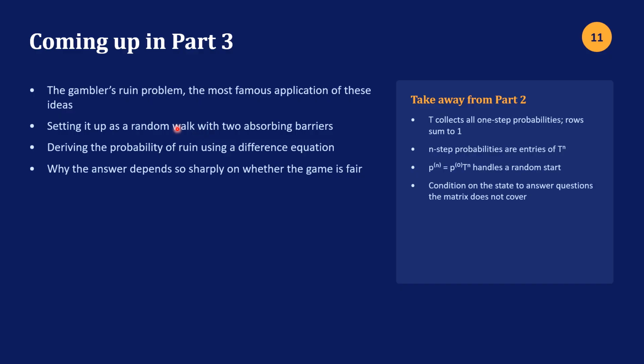We'll set it up as a random walk, this problem here, with two absorbing barriers. Absorbing means either the gambler goes broke, or in the case the gambler is against, say, a house that has a finite amount of money, the gambler wins all that money, which of course doesn't happen, but if you have two people playing against each other, that could happen, where the game is over when one side runs out. So those are the two absorbing barriers. Deriving the probability of ruin using a difference equation, and then we explain why the answer depends so sharply on whether the game is fair.